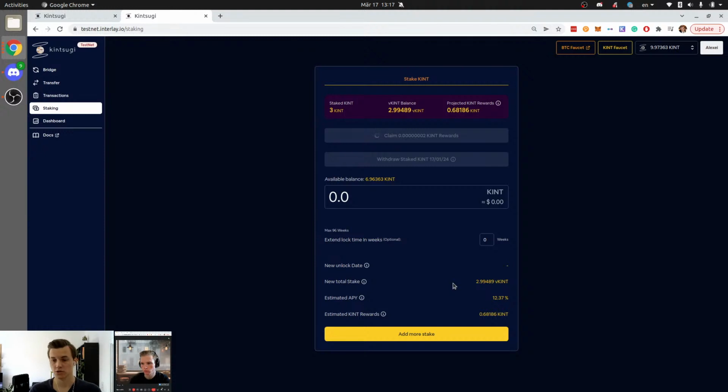Now, what I did not show is how to withdraw your KINT once your lock is completed. For this, once your lock is completed, for me in this case on the 17th of January 2024, this button will turn yellow and you'll be able to click it and withdraw your KINT that you have staked. And that's it. This completes the demo.